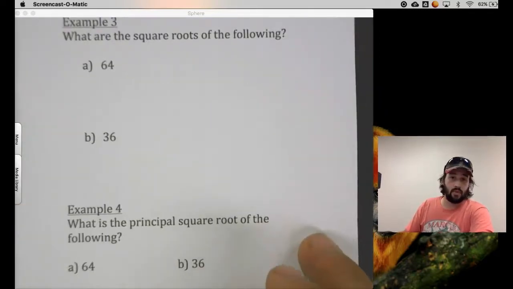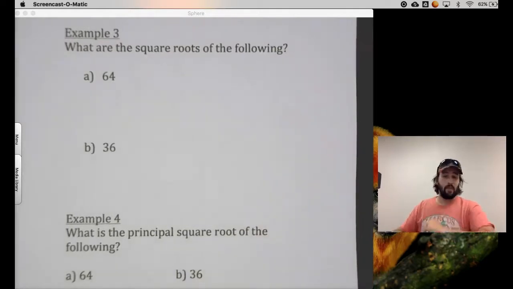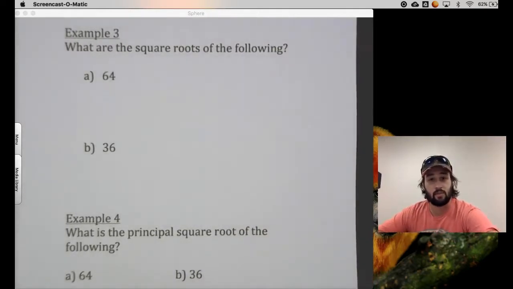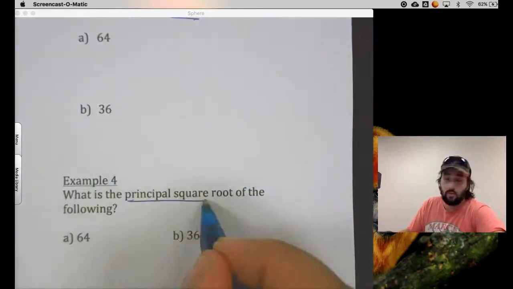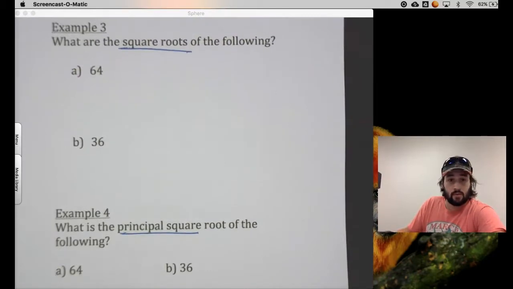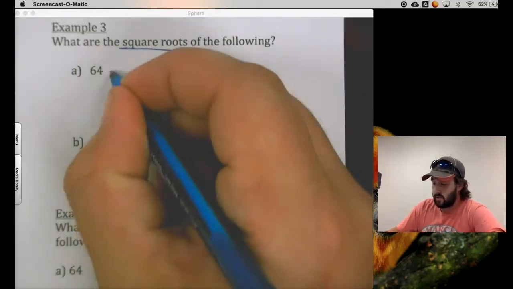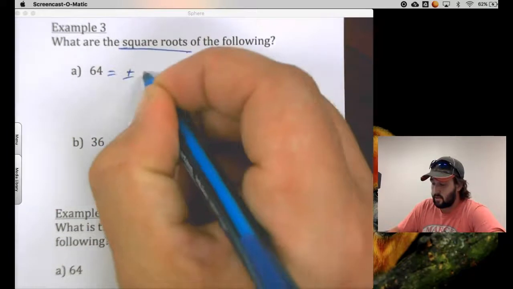All right, for example 3 here, what are the square roots of the following? There are 2 types of square roots that we could be using. One is just the regular square root. Another is called the principal square root. The regular square root is just like 8 or negative 8.